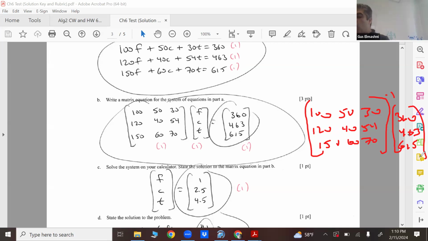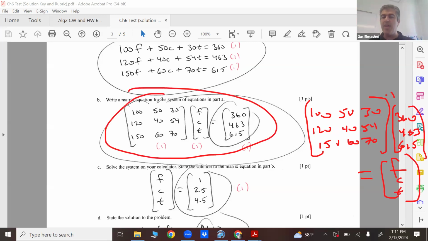What you could have done, if you really wanted to get so far ahead and write the inverse, go ahead. You still got to say it equals your variables, right? Personally, I prefer this because that's how you get started. And then you move this over by doing the inverse. Sure. But if you're going to write the inverse, give me an equal sign and the variable matrix on the other side. Otherwise, you're losing a point.